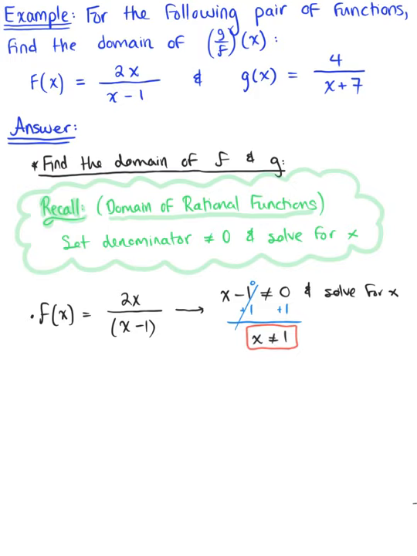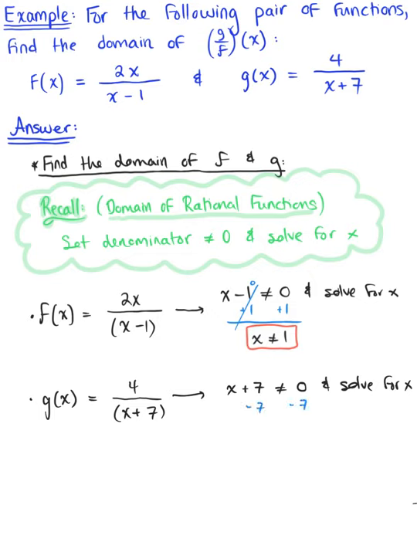And very similarly, we now want to go ahead and consider our second function here. This is g of x, which is defined as 4 all divided by x plus 7. Now again, to find the domain for g of x, we're going to set that denominator, x plus 7, not equal to 0, and solve for x. So here we go. To solve for x, we're going to subtract 7 from both sides. So 7 minus 7 cancels itself out to 0. And we can see here that x cannot be equal to negative 7. So here is that second undefined value.